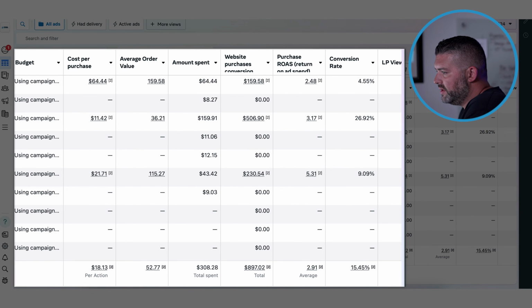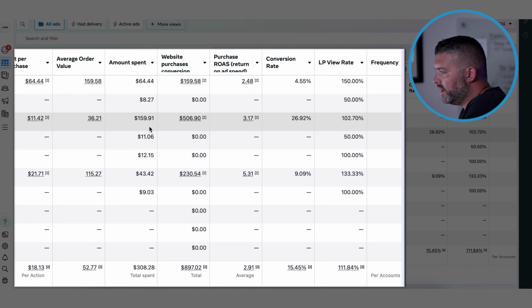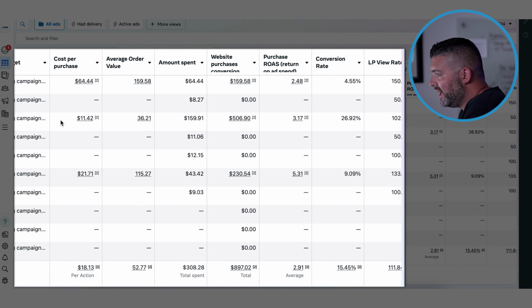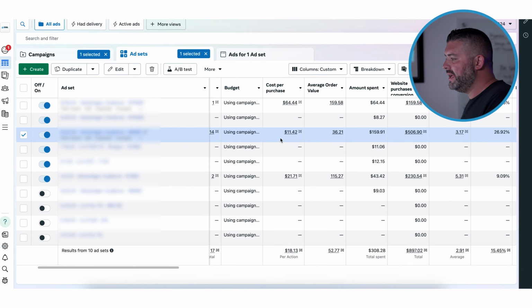And you can see this $90 bid cap is the one that's working best, and it's actually getting purchases for $11. So remember, the bid is what you're willing to pay to enter the auction. We entered and we got purchases at $11.42 with a $90 bid cap. Now, if we were getting purchases at $90, I would be losing our client a bunch of money. So that's where an understanding of the variance between ad sets becomes extremely important.